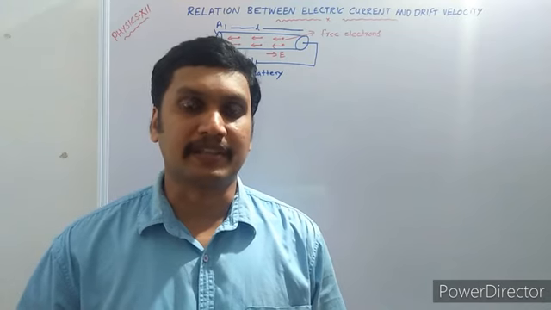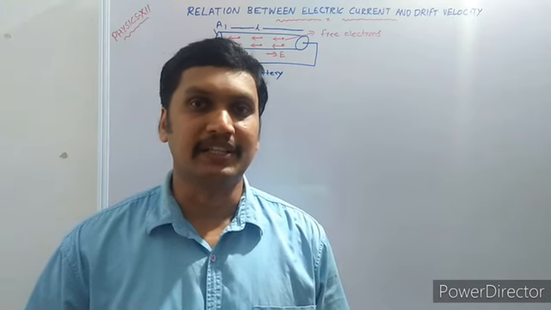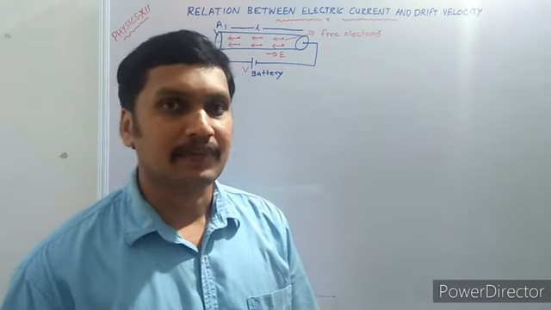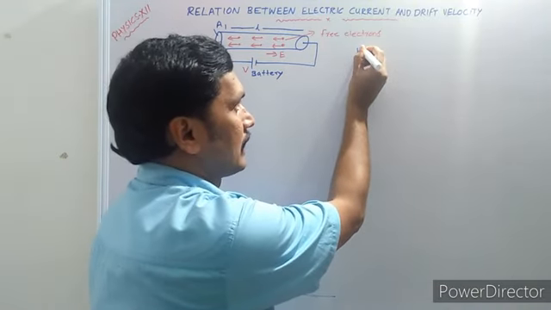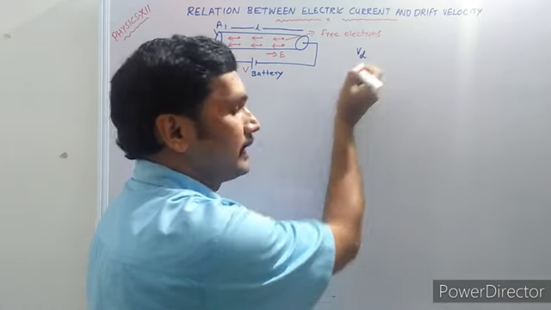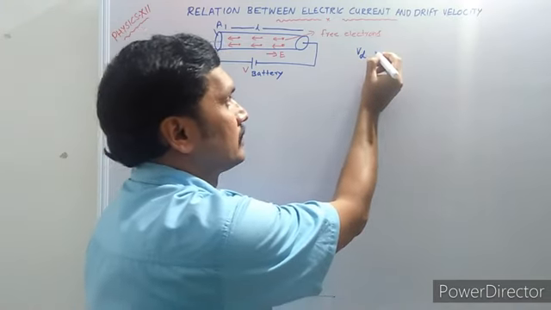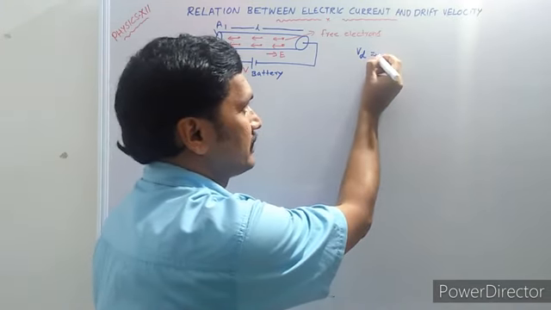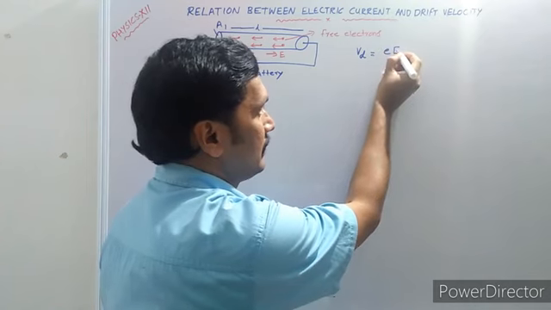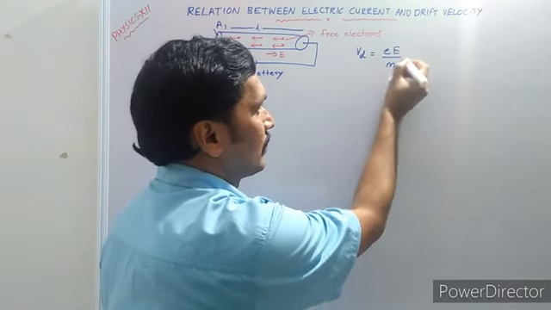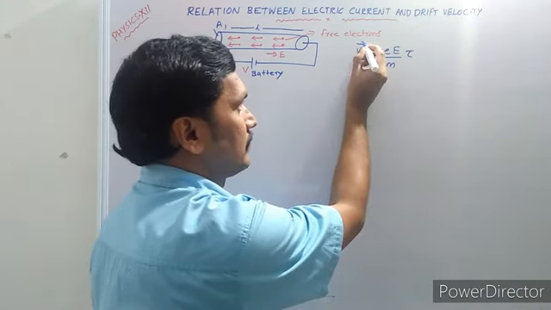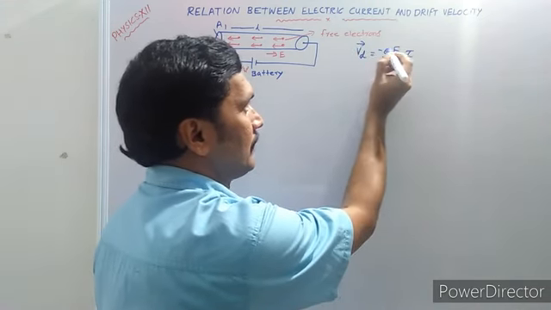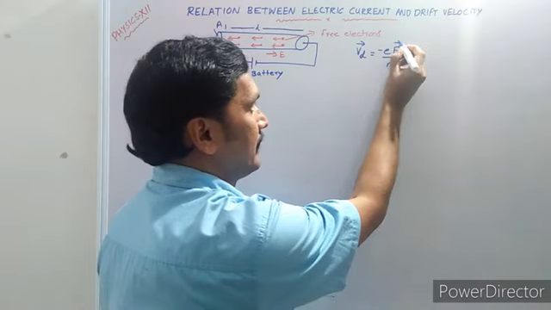Under the presence of an external electric field E, all the electrons gain an additional velocity other than the random thermal velocity, and we know that the expression for the drift velocity Vd is equal to eE by m into relaxation time. In the vector form, we can write the drift velocity Vd is equal to minus eE by m into relaxation time.